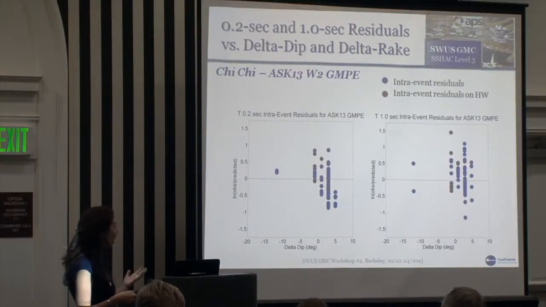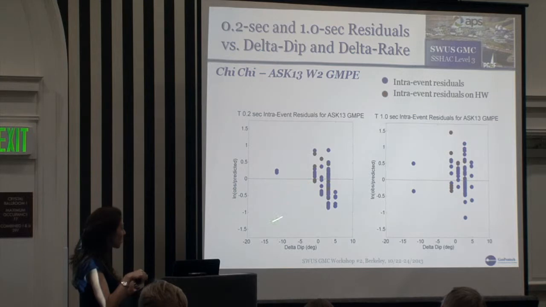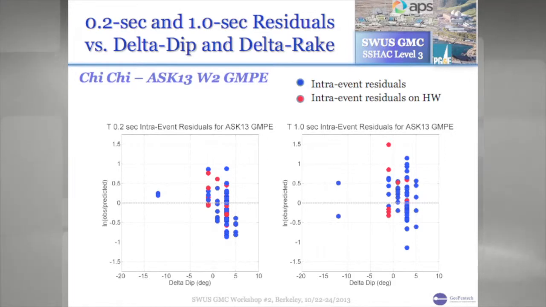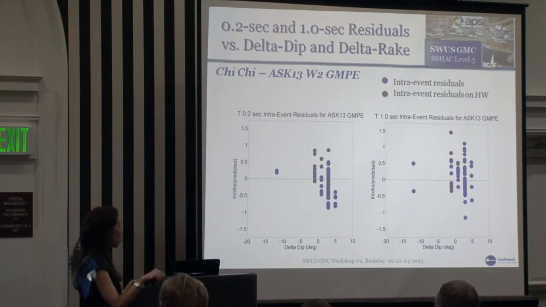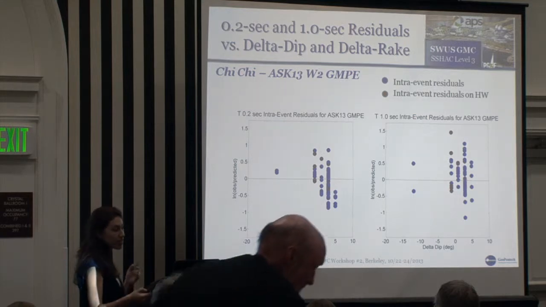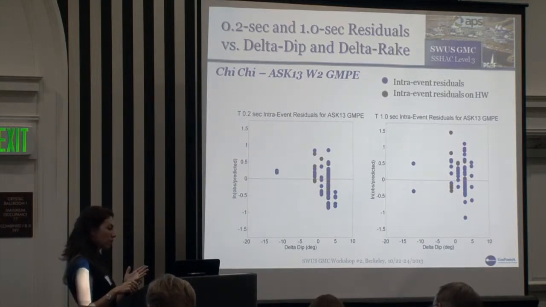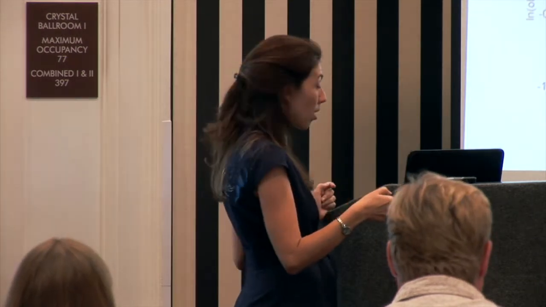So I wanted to present our residuals in a meaningful way, and I tried to select two periods, 0.2 and 1 seconds, and I plotted my residuals versus delta dip and delta rake. In red, you will see the residuals for those stations which are located on the hanging wall. I admit I didn't plot the entire ensemble of my residuals for the different earthquakes all lumped together versus delta dip and delta rake, because I was interested in the fact that they were more event specific, but that's something that can be done to see if there is any trend that can be recognized in the residuals versus the parameters delta rake and delta dip.